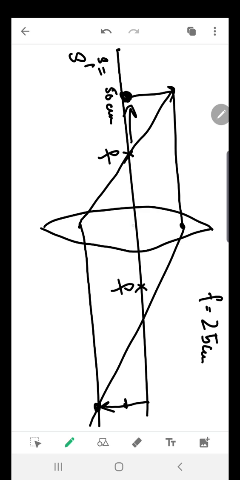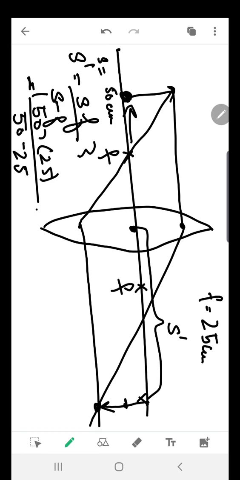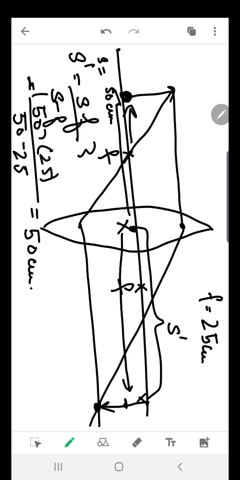Your S dash, which is the distance from the center to the image, this is what we call S dash. So S dash is equal to SF over S minus F. They won't ask you to use these formulas, but you should know them so that it's very easy for you to interpret where the image is forming and how far it is, and you can confirm whether your intuitive sense and mathematics are saying the same thing or not. See, it is formed at 50 centimeters, exactly the same distance. Yeah, the image is exactly at the same distance.